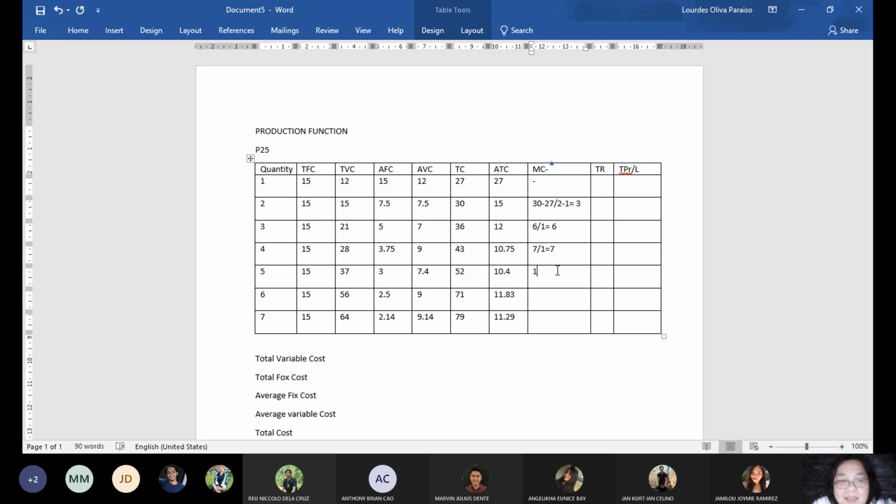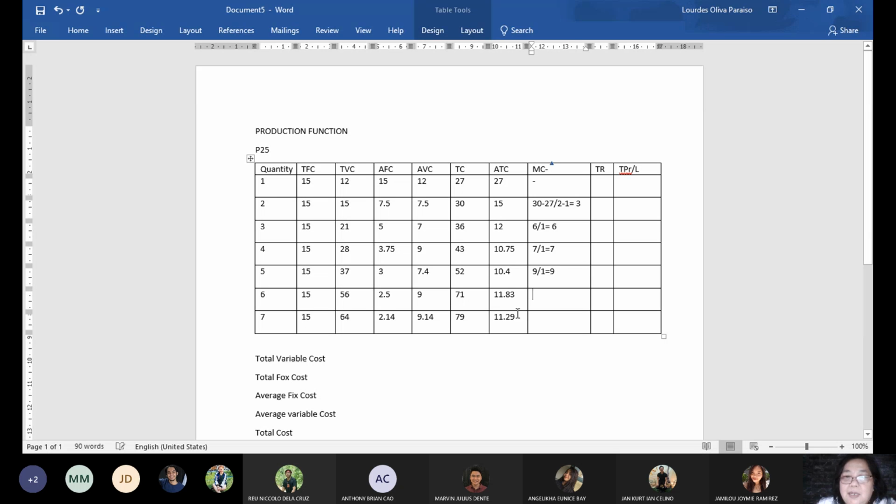Is that correct? Tama ba? 9 divided by 1. 9 po ba? Ay, 9 ba? Mali ang math ko. 9 divided by 1 is equals to 9.